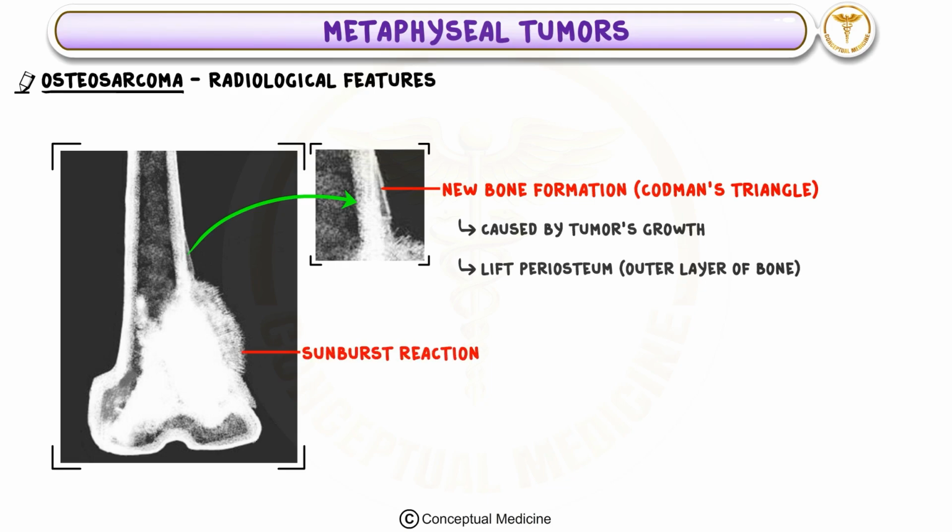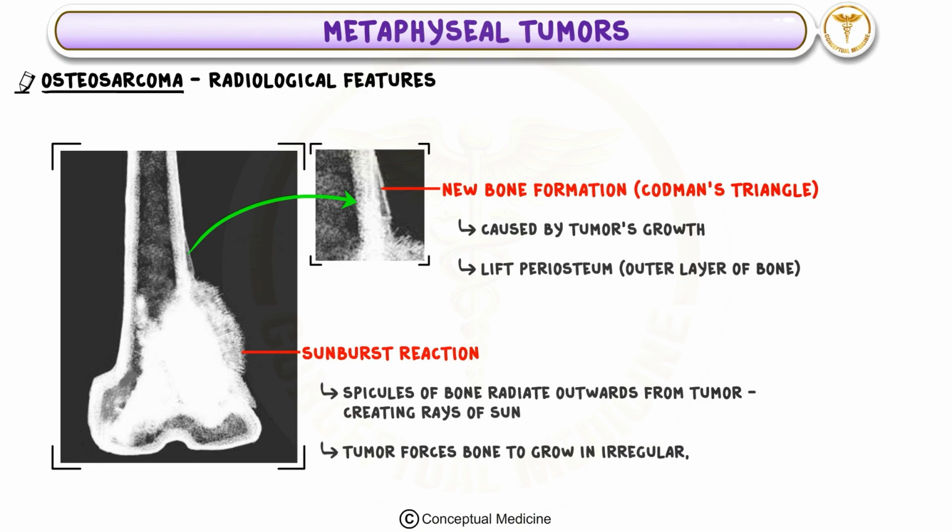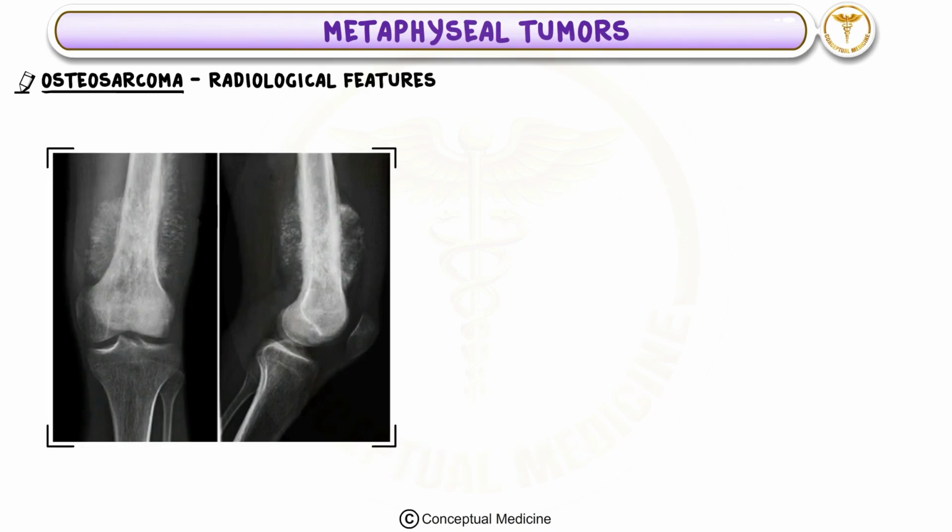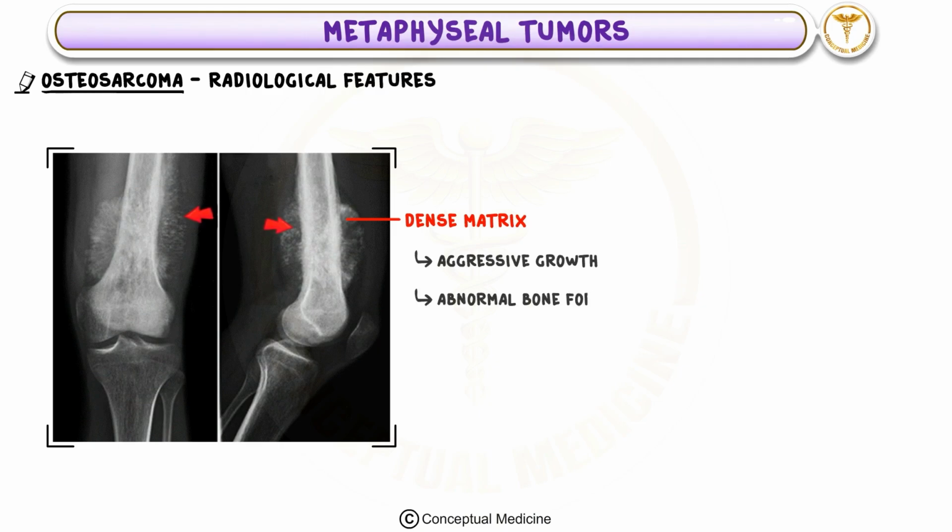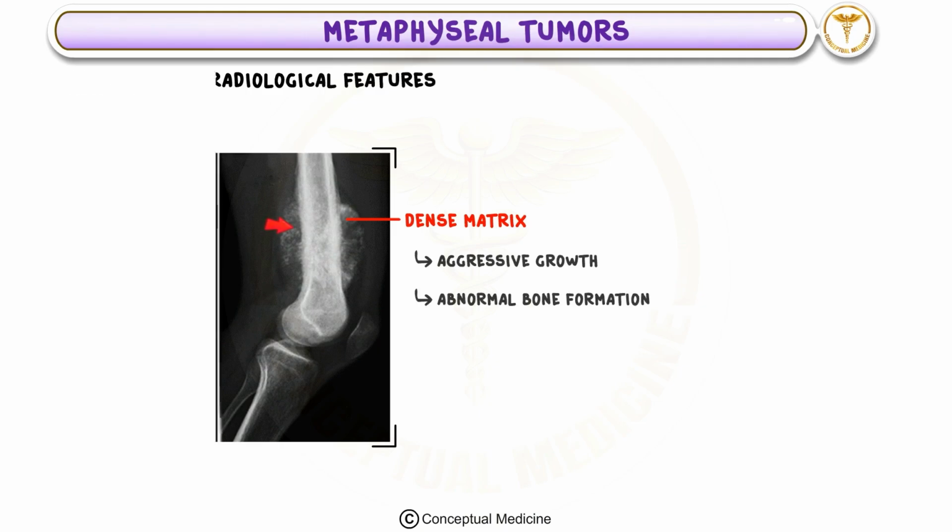2. Sunburst reaction. Another classic radiological sign is a sunburst reaction. Spicules of bone radiate outwards from the tumor, creating a pattern that looks like the rays of the sun. This happens because the tumor forces bone to grow in an irregular outward pattern. 3. Dense matrix. Additionally, you may notice a dense matrix on the imaging. This indicates aggressive growth and abnormal bone formation by the tumor.